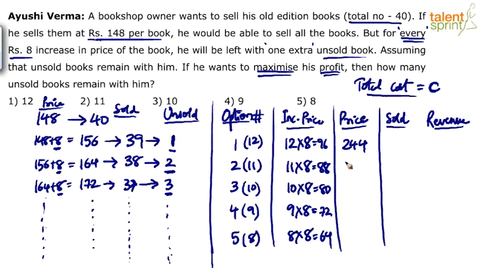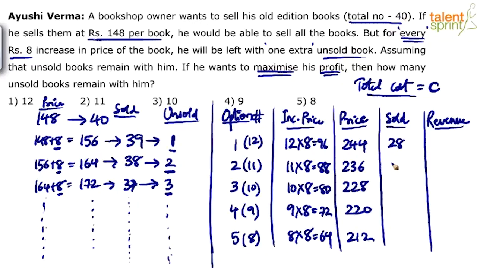Then 148 plus 88. It will be 236. 148 plus 80, 228. This will be 220. And this will be 212. 148 plus 64. Right? So these are the prices. Now the point is, how many were sold? See, 12 books unsold. Total how many are there? 40. Total books are 40. Out of 40 books, if 12 are unsold, means only 28 were sold. 11 are unsold means 29 were sold. 10 are unsold means 30 were sold. 9 are unsold means 31 were sold. And 8 are unsold means 32 were sold.